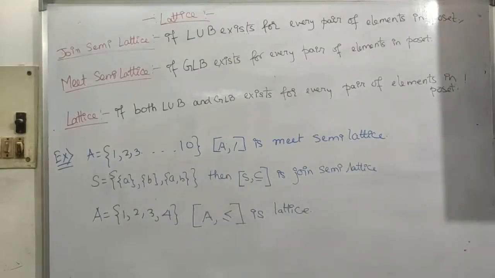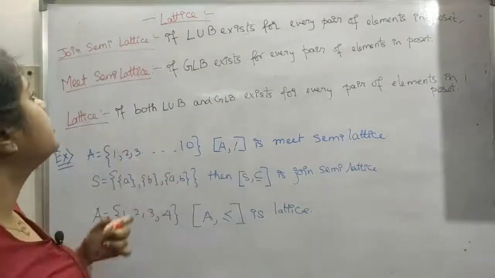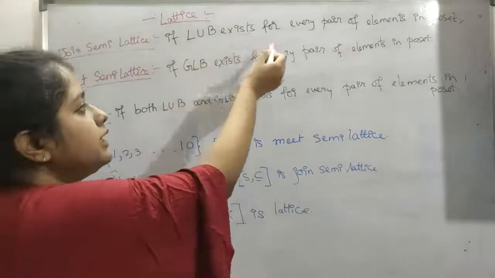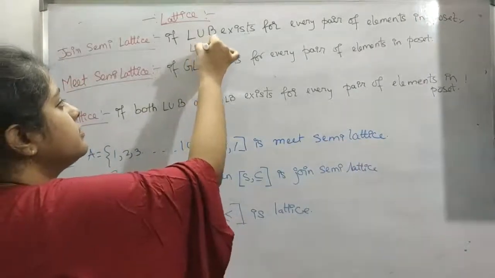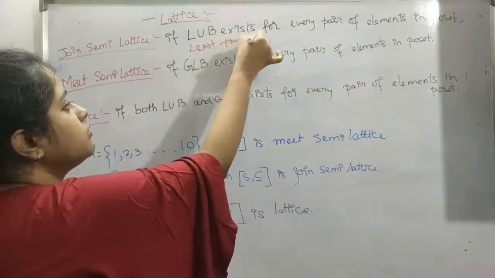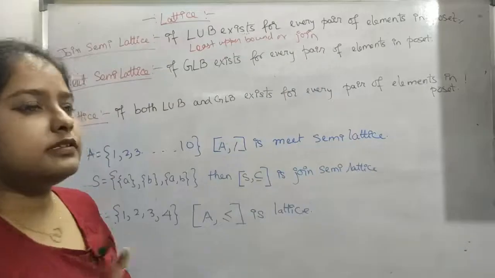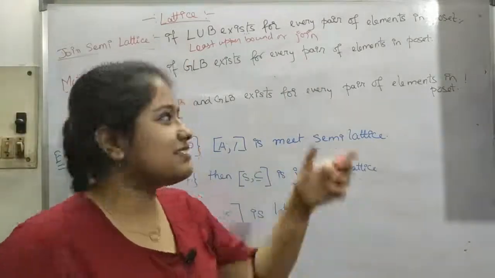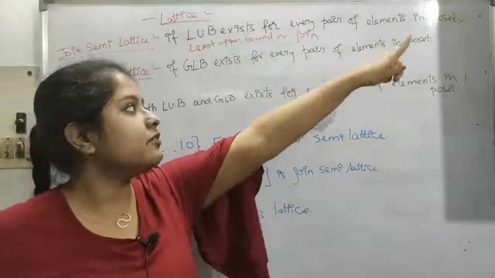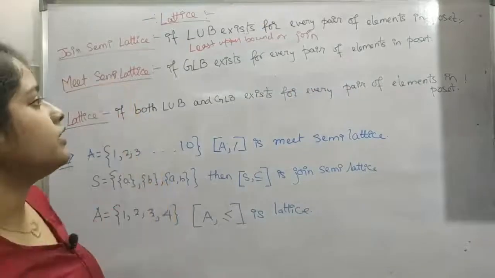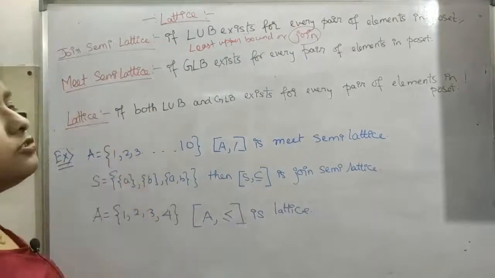Now let's see lattice, types of lattices. The first thing is join semi-lattice. If LUB exists for every pair of elements in the poset, LUB meaning least upper bound, or join, then, sorry, the dogs are barking, my concentration is going somewhere else. Anyway, if LUB exists for every pair of elements in the poset, it is called join. Because LUB is also called join, it is called join semi-lattice.